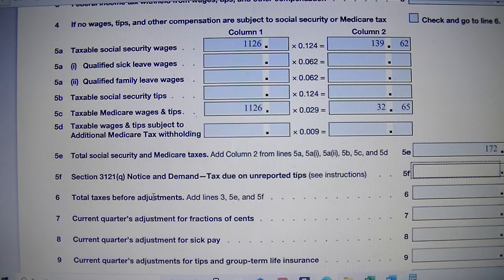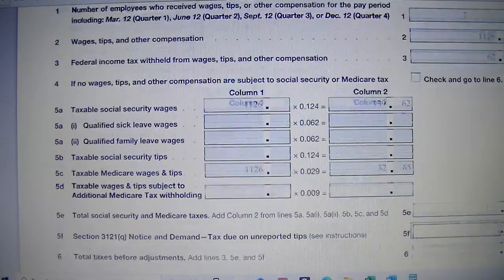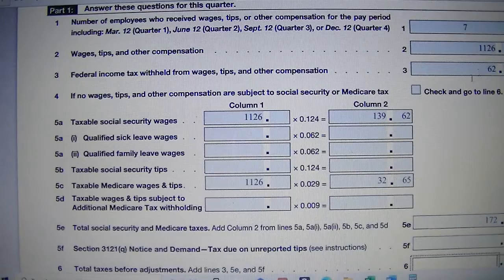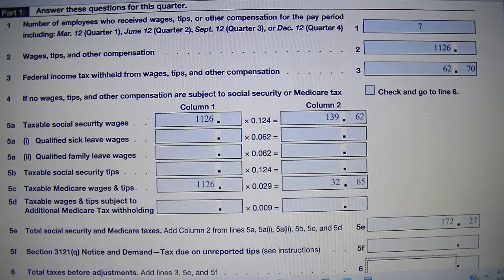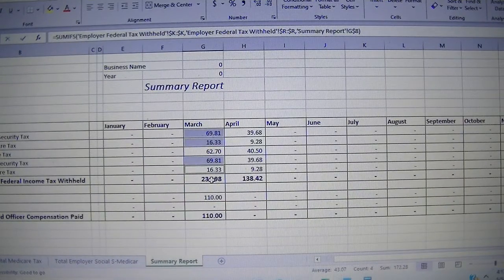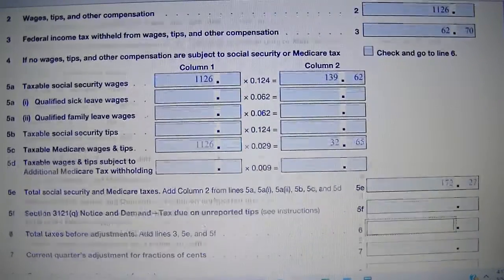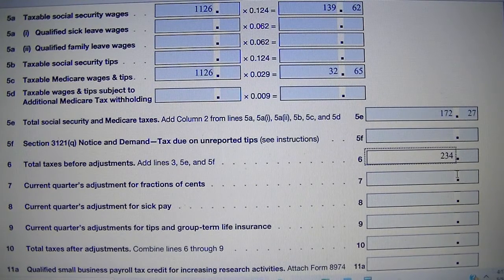So total taxes before adjustment, so that will include our line 5E, total Social Security and Medicare taxes, and our line 3, federal income tax withheld on employee wages. So let's go check that. And this tax due on unreported tips. So line 3 is going to be 62.70 plus 172.27, and I believe we do have a spreadsheet that was doing it for us. So 234.98. So 234 point, it will be 97 in our case here, rounding issue.